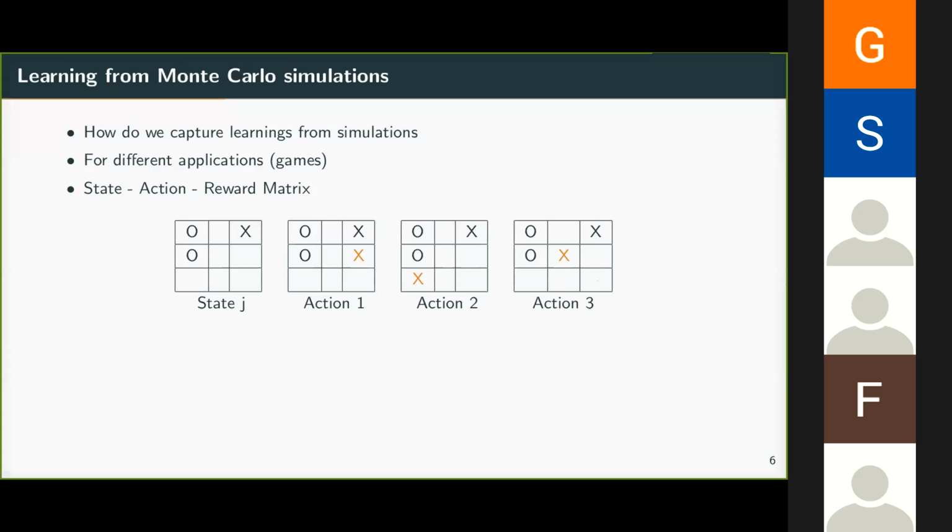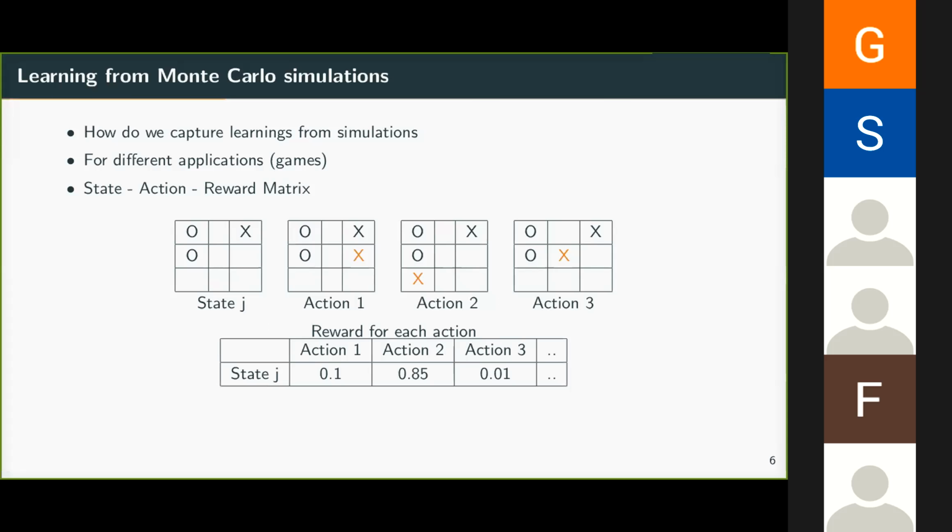Now, among all these actions, you know that one of the actions is useful for you, which is action 2, and the others are useless because whatever other action you take, the human player will win. So ideally, if the computer is in state J, the computer should know that I should take action 2 and not action 1 or action 3. How do we make the computer learn that?